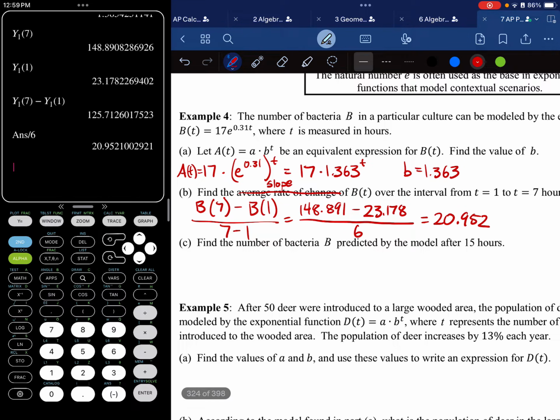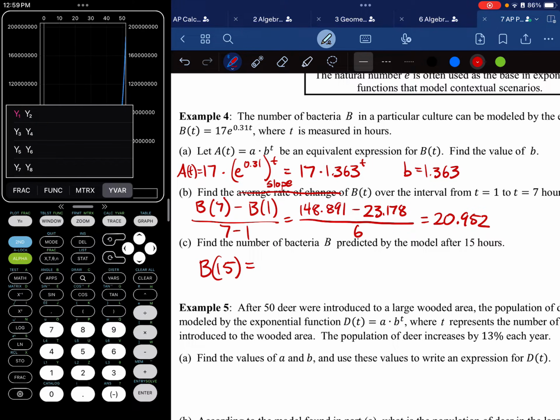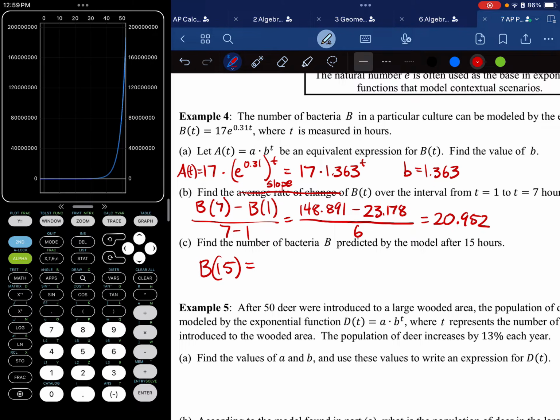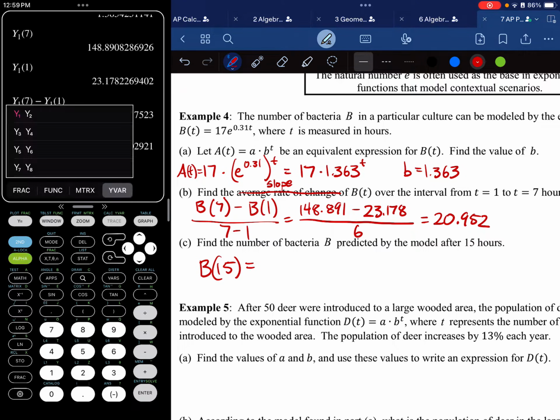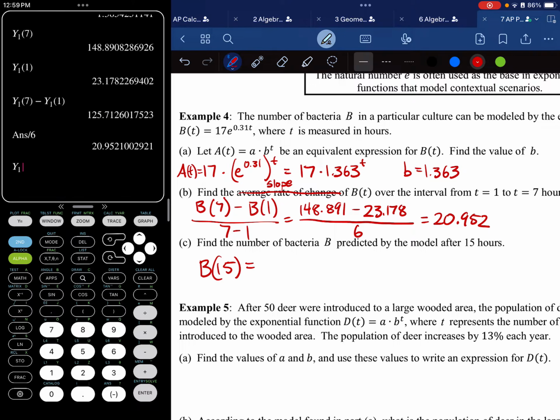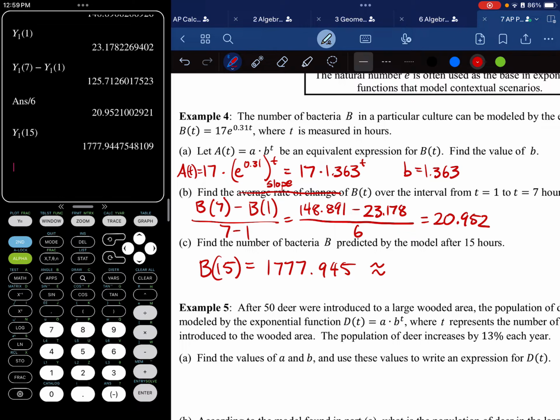And then finally, find the number of bacteria predicted after 15 hours. So that's easy to do. Let's just plug in 15 into our function. So I can do that pretty easily. I do alpha trace y1. Oh, I need to get out of this, don't I? Second mode to quit out of this. So alpha trace, there we go, y1 of 15. And I get, wow, 1,777.945. And usually bacteria is like a count number, so it's rounded to whole numbers. Round to the nearest whole number, this is going to be 1,778 bacteria.